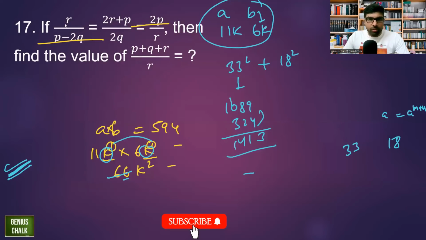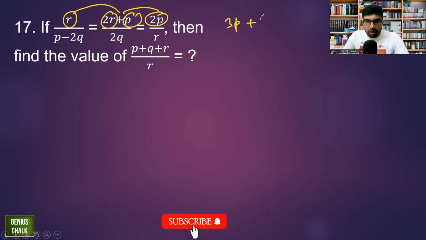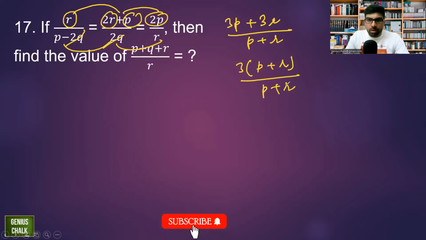Alright, next one. If we are having these ratios equal, what is the value of this? Now see. If these ratios are equal, then if I add, I get 2p plus p, which is 3p. Then 2r plus r, I will get 3r. Adding the numerators, 2q cancels, I will get p plus r. If I take 3 common, then p plus r is left inside. Here also p plus r is left inside, so it gets cancelled. So basically this ratio is equal to 3.